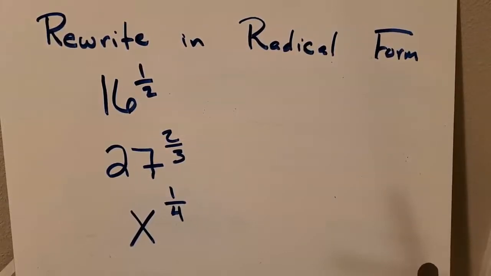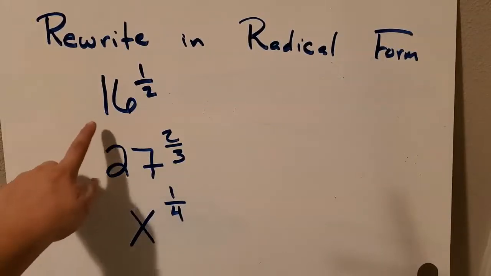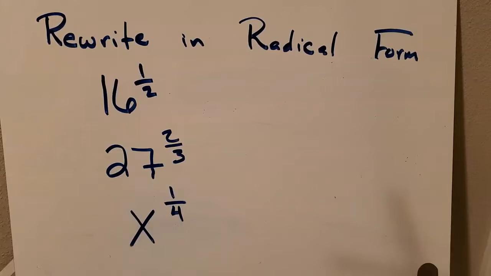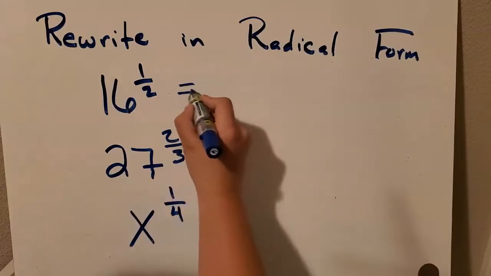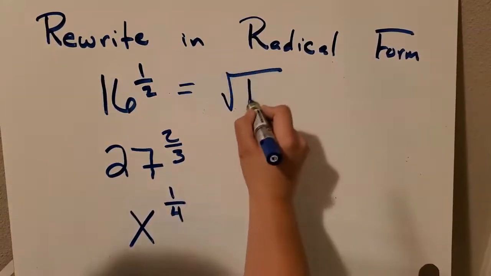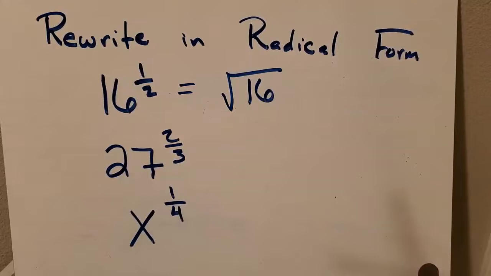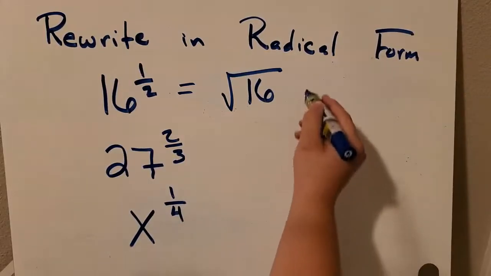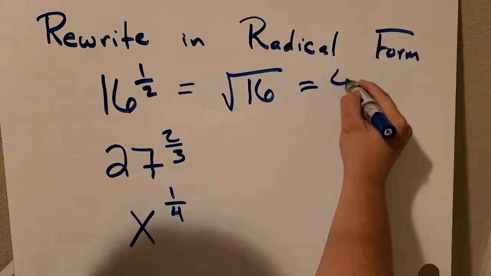Let's work through 3 practice problems and find the pattern that you can use to solve these problems. The first one is 16 to the 1/2 power. We can rewrite that in the radical form as the square root of 16. And you probably know that the square root of 16 is equal to 4.